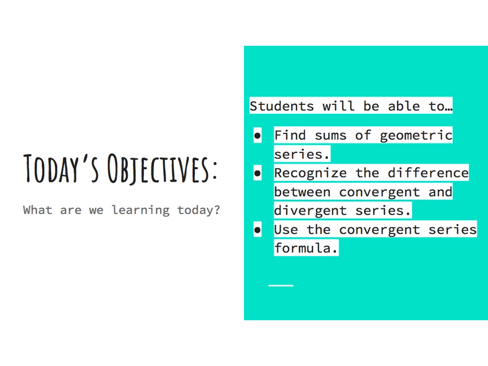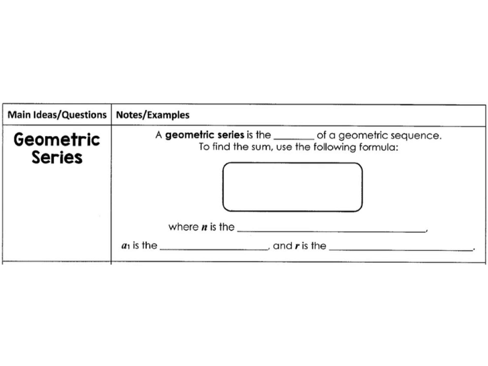Let's get started. A formal definition of a geometric series is the sum of a geometric sequence. Just like series are always the sum of the sequences. To find the sum, we use a special formula. The formula to find the sum of a geometric series is S sub n equals A sub 1 times 1 minus r to the nth power divided by 1 minus r.